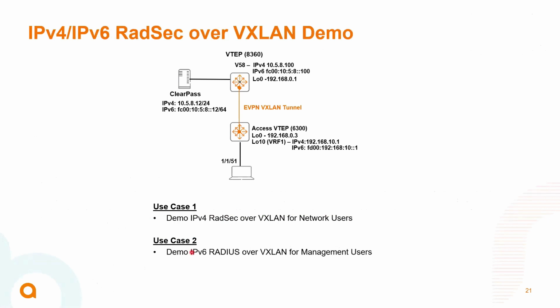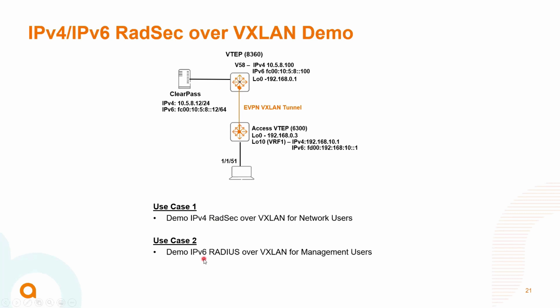I'll show you a couple of use cases here. We have a little setup that we're using from our Access VTEP. This is actually a Stub VTEP that we're going to be using for GBP and Stub VTEPs on Thursday. Here I'm using my loopback 10, which has an IPv4 address of 192.168.10.1. I'm going to be demoing how to authenticate a network user or a client using IPv4 and RadSec.